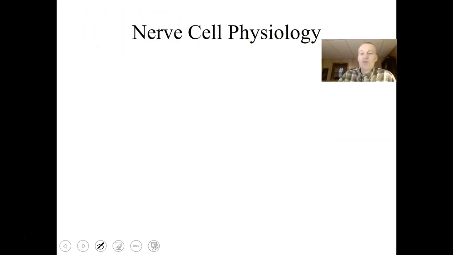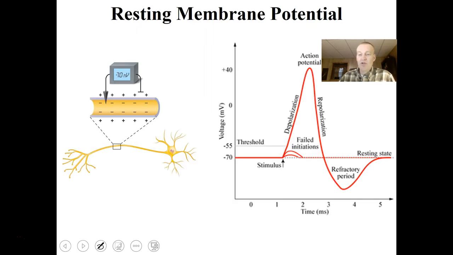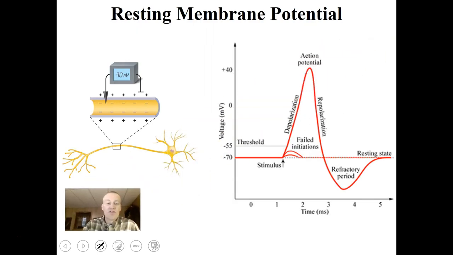All right, well, this puts us to our physiology that we want to go ahead and talk about. So nerve cell physiology is really super important so you can understand how nerves communicate with nerves, and you can understand how venoms, toxins, poisons, and drugs can actually work on the nervous system.